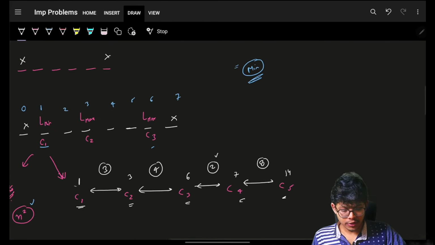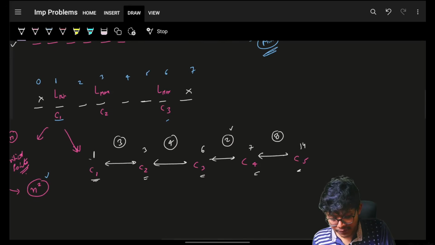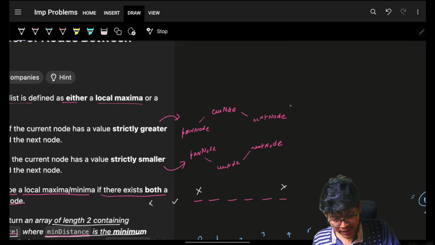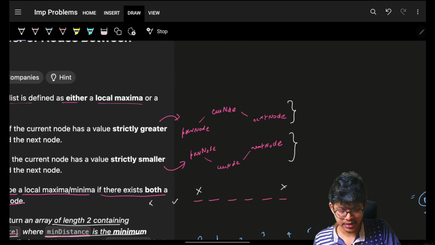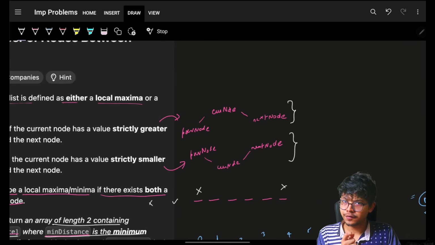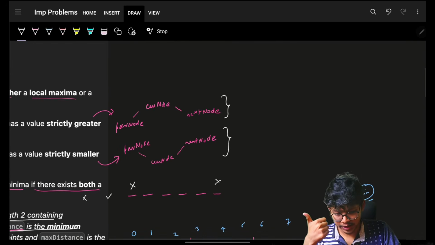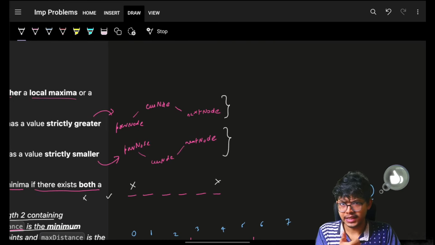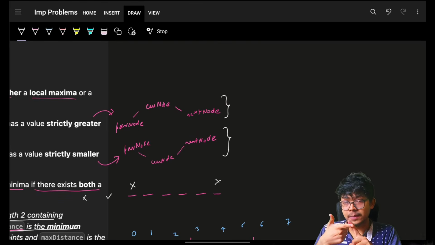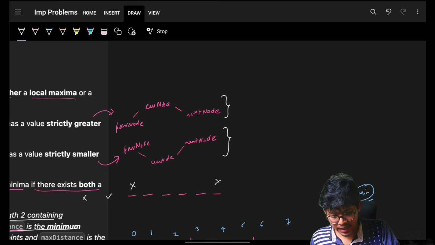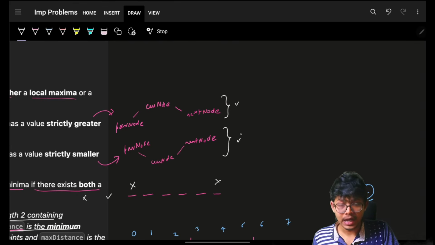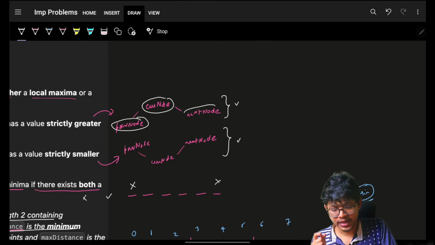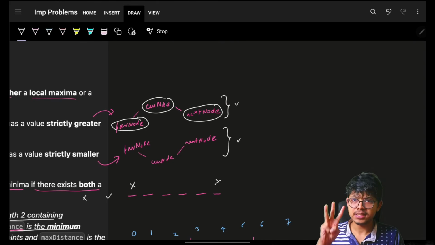Cool. Finding a critical point is very easy, because we saw that it can have this condition or this condition. If any of the conditions follow, I will get the critical point. So for that, I need to check whether it's a local maxima or local minima, and for either of them I need to know my current node, my previous node, and my next node. So these three variables I will keep track of.